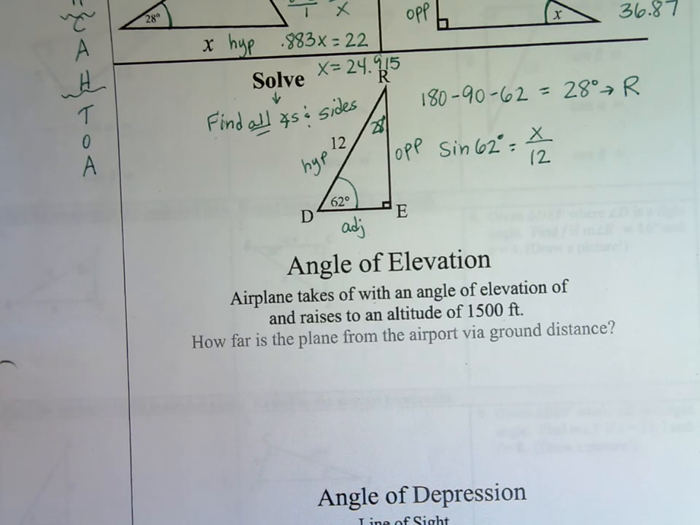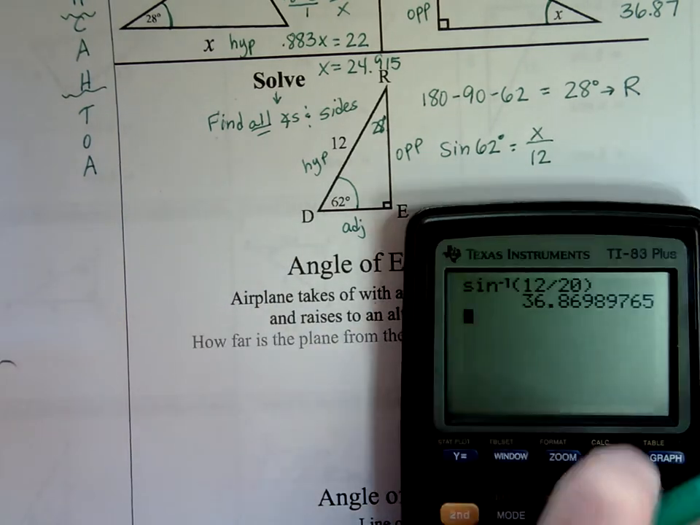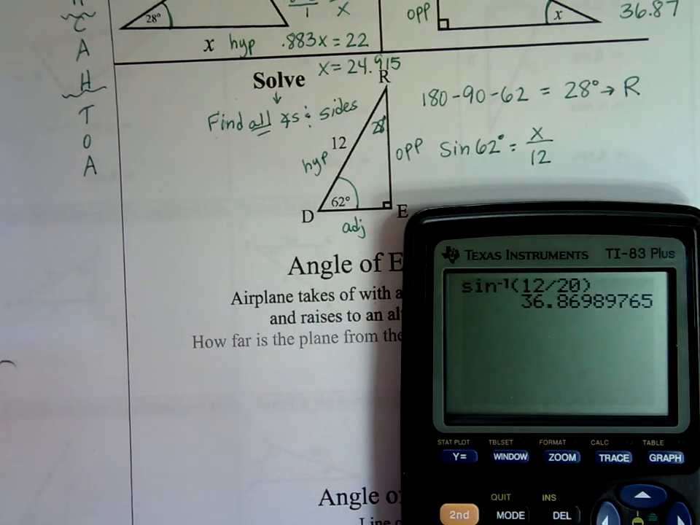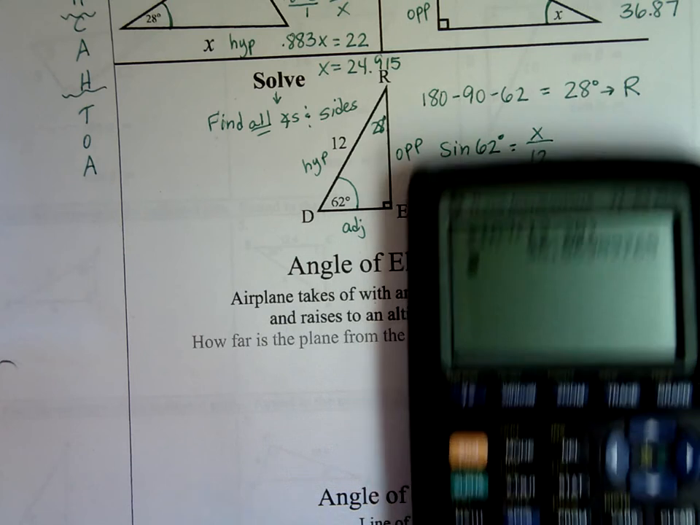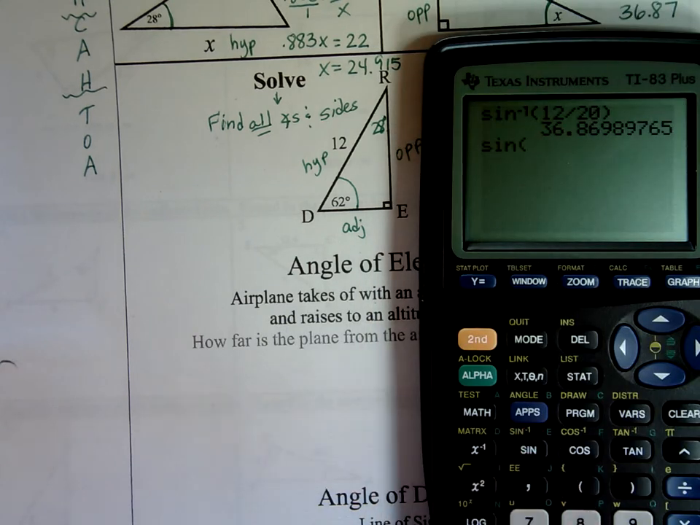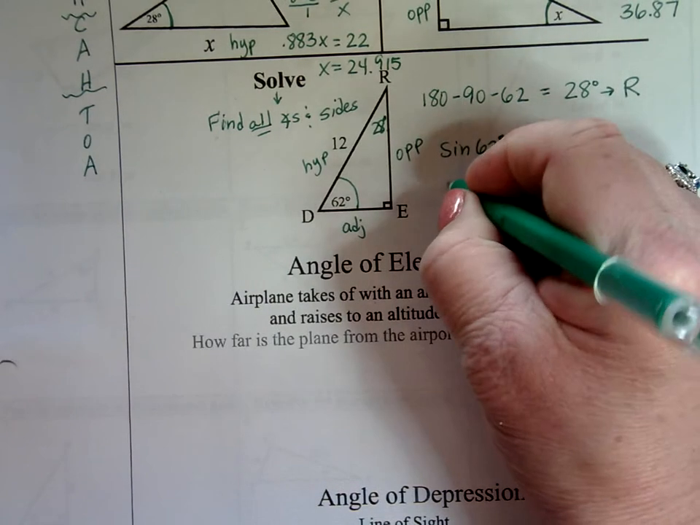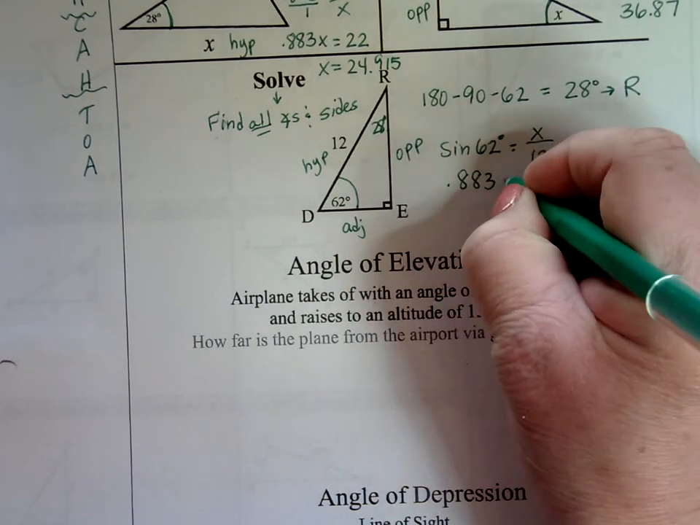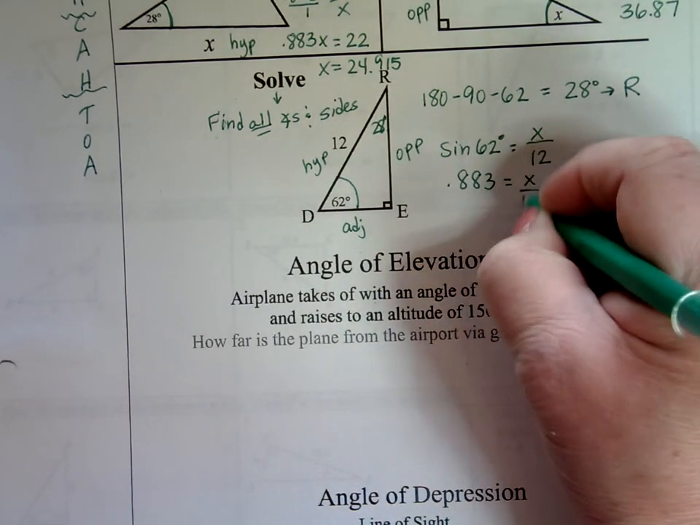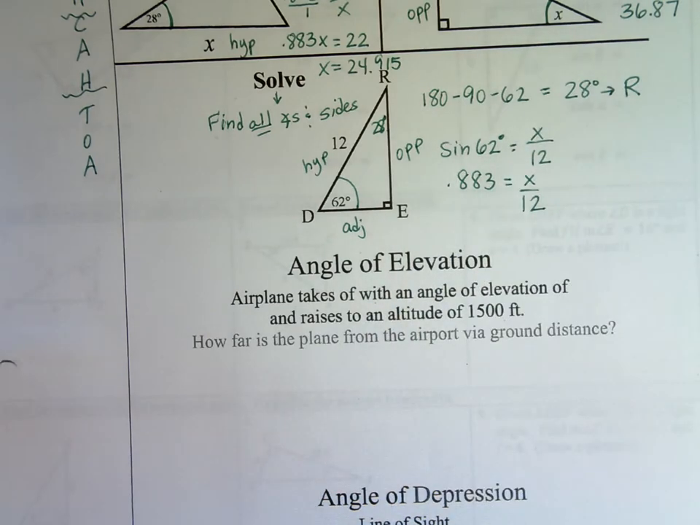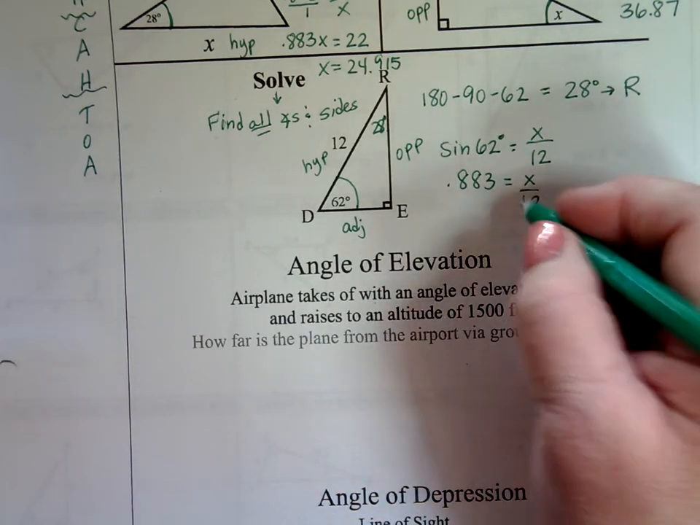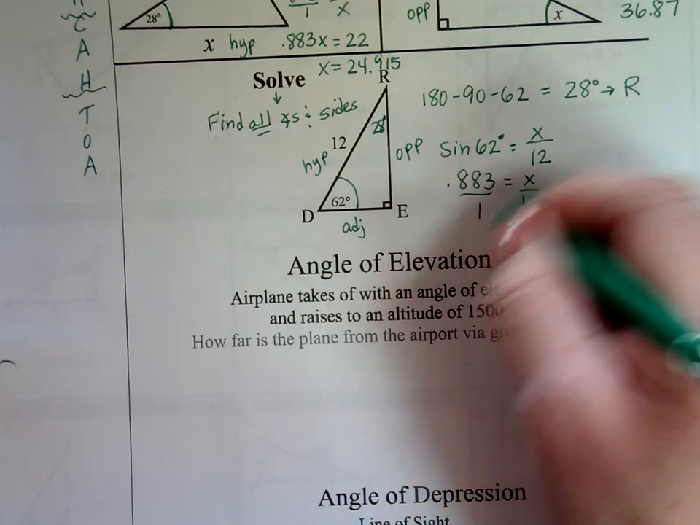We saw this back in the find the missing side example up above, but I want to go to my calculator and find what the regular old sine of 62 is. So I hit sine and then 62, and it tells me 0.883. So 0.883 equals x over 12. And then remember I said the easiest thing to do is to put this over 1 and cross multiply. 1 times x is x.